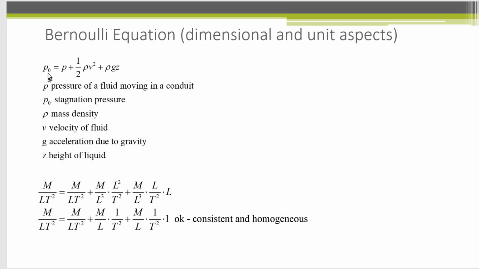Now I want to look at Bernoulli's equation. P0 is the stagnation pressure. That's the total pressure. It's the pressure where if you brought the liquid velocity to zero, or at the tip of a pitot tube, that would be the stagnation pressure. It's made up of the static pressure, the dynamic pressure, and then the head, the elevation pressure. Let's look at these units.